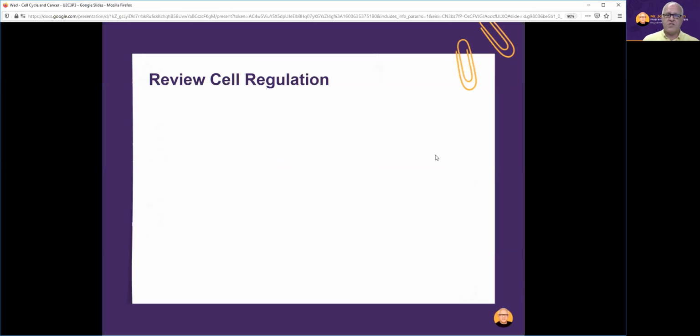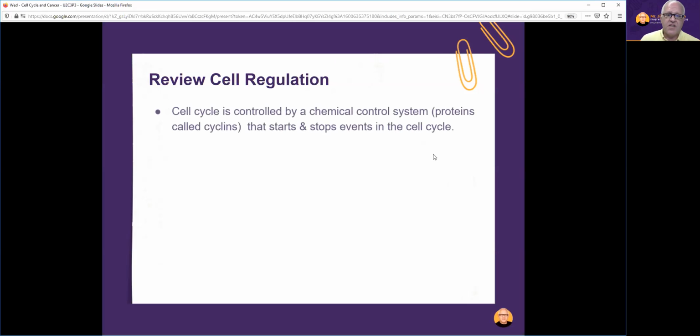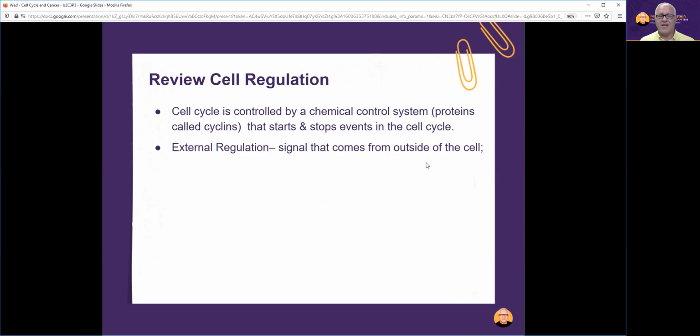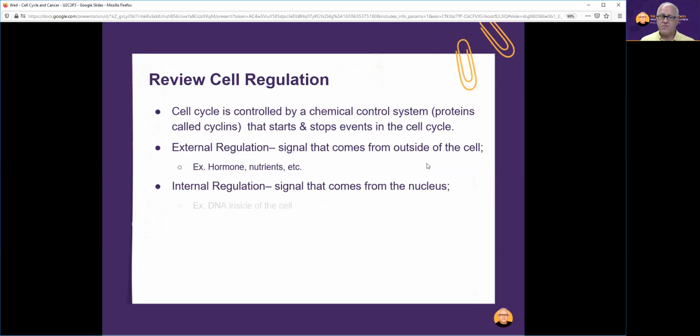So let's review cell regulation. Cell cycle is controlled by a chemical control system, which includes proteins called cyclins that start and stop the events of the cell cycle. External regulation, those are signals that come from outside the cell, from either hormones or nutrients. Internal regulation are signals that come from the nucleus, such as the DNA inside the cell. It sends out instructions of what that cell is supposed to do during that cycle.